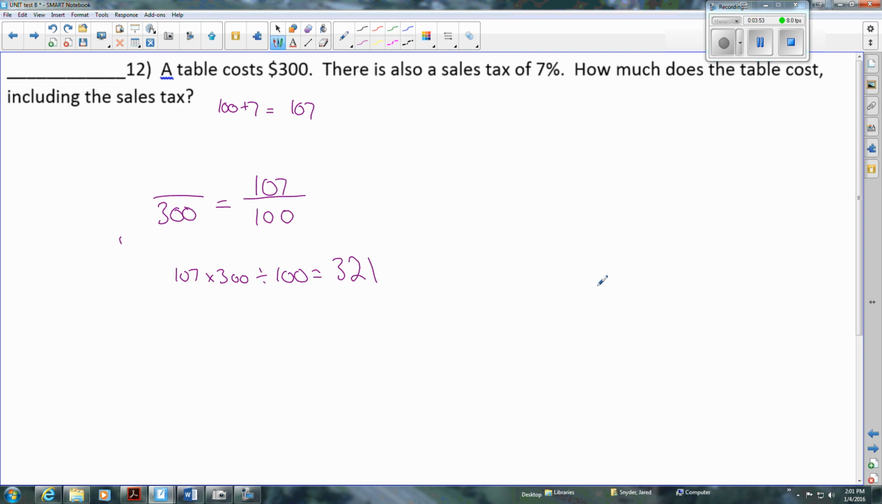A table costs $300. There is 7% sales tax. How much does the table cost, including the tax? Well, you have to ask yourself. So a table costs $300. There's also 7% tax. How much does the table cost, including tax? You have to add that 7 onto your original 100, so you're working with 107% here. Then we crisscross divide with 300. You get $321 total.